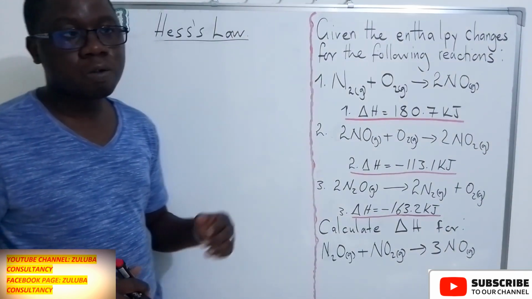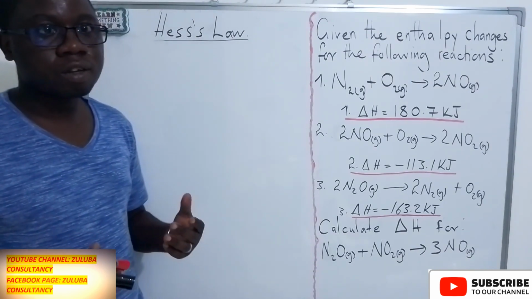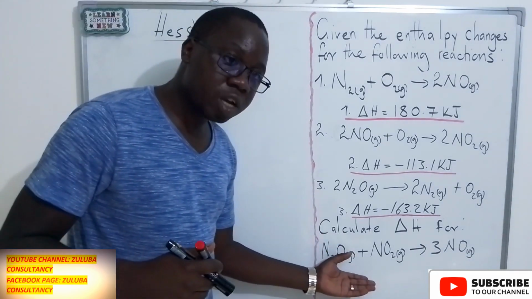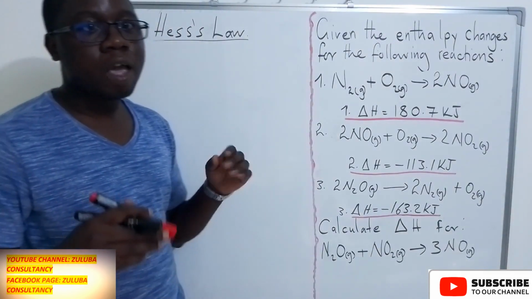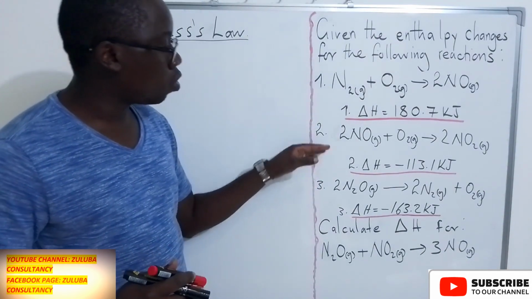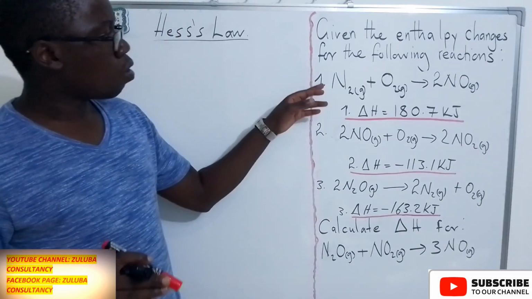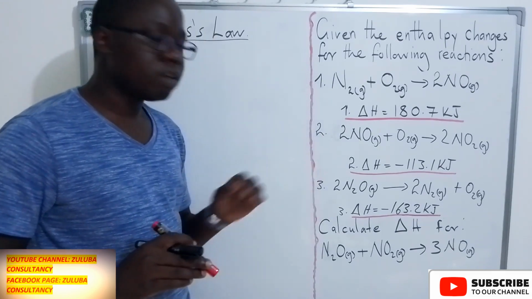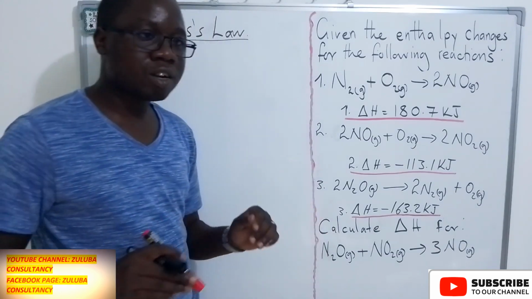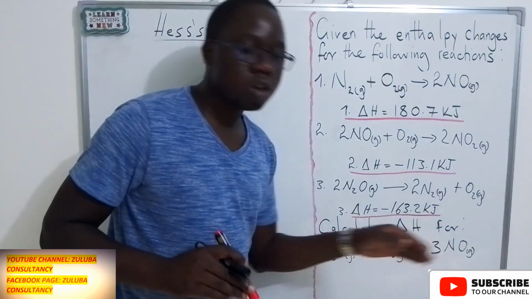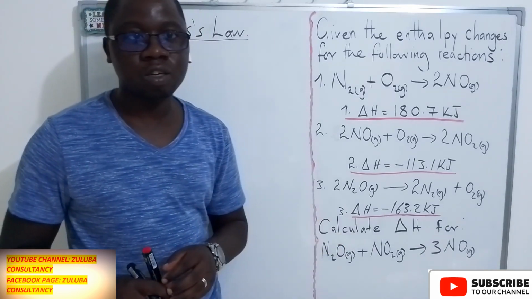Let us remind ourselves how we state Hess's law. Hess's law states that the enthalpy change of the overall reaction is equal to the sum of the enthalpy changes of individual steps. So let's see how we apply that principle. So we'll examine these three different reactions and see what we can do to these reactions to come up with this overall reaction which we have been asked to calculate its enthalpy change.